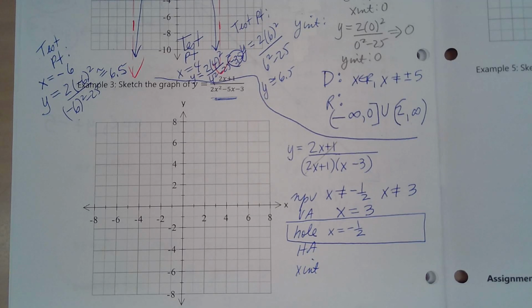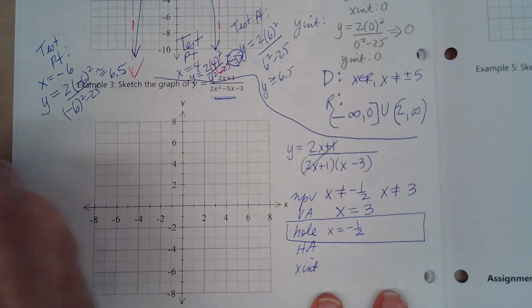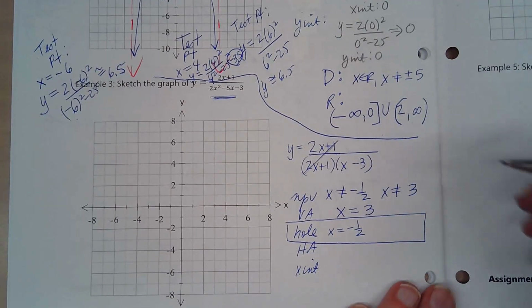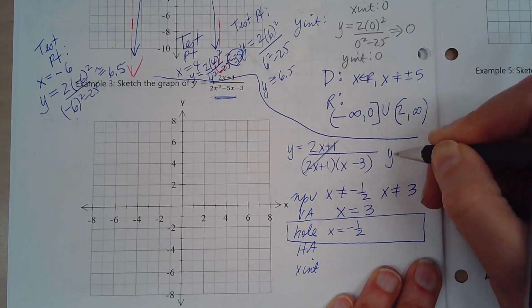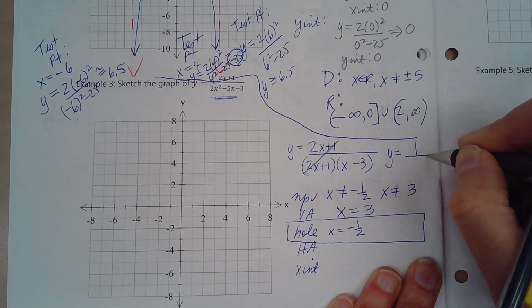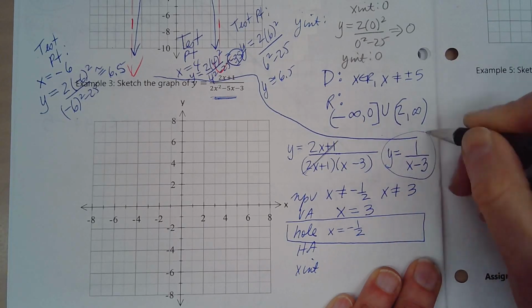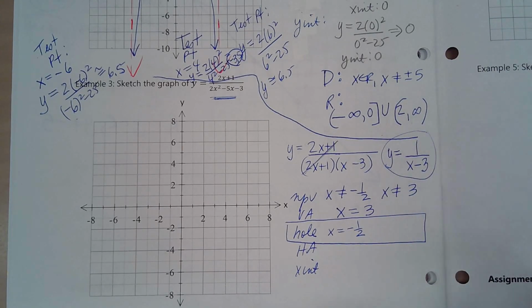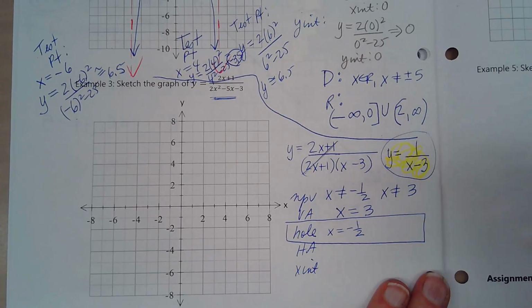I have my x value of the hole. What's the y value of the hole? What's the y coordinate of the hole? Okay, so this is what I'm left with, right? By the way, what is the simplified equation? y equals 1 over x minus 3, right? Okay. So that's what I'm going to use to do all my intercepts and holes.